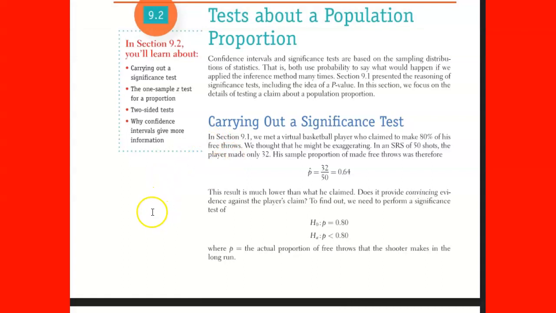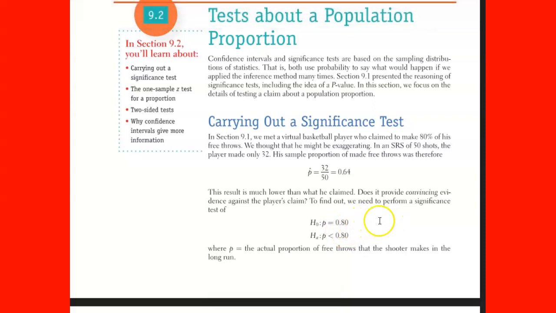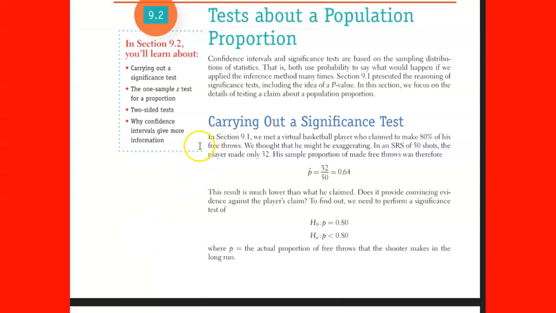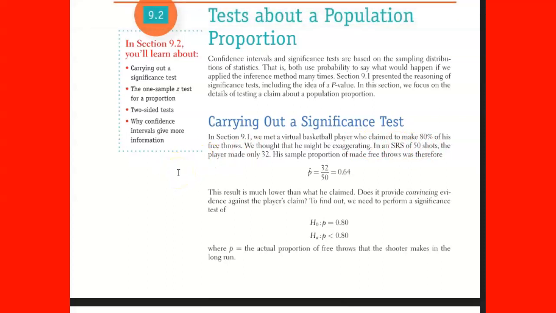Back in section 9.1, there was this made-up example about what if somebody claims they're an 80% free throw shooter, but we think maybe they're not. And so what we did is we would say, all right, let's go down to the gym. I'm going to have you shoot 50 free throws and we'll see. Now, we would not expect that they're going to make exactly 80%. They're not going to make 40 out of every 50. An 80% free throw shooter in the long run is going to make 80% of the shots. Does it mean they're going to make 40 out of every 50?